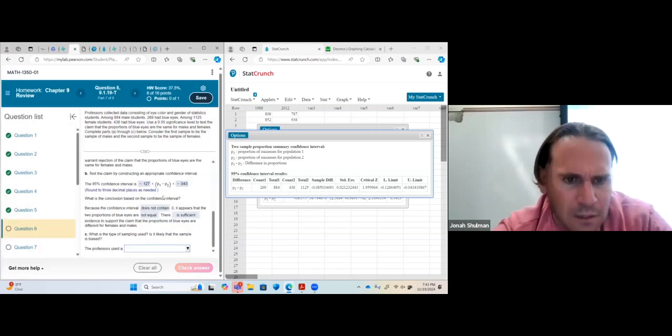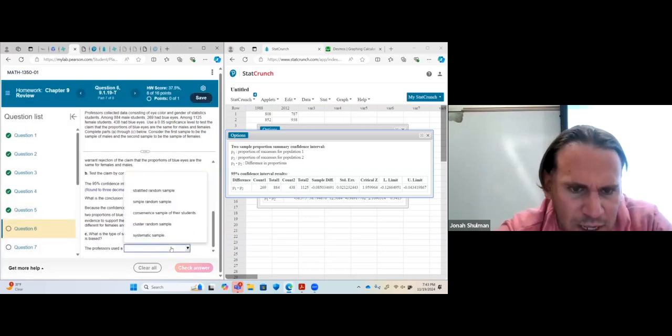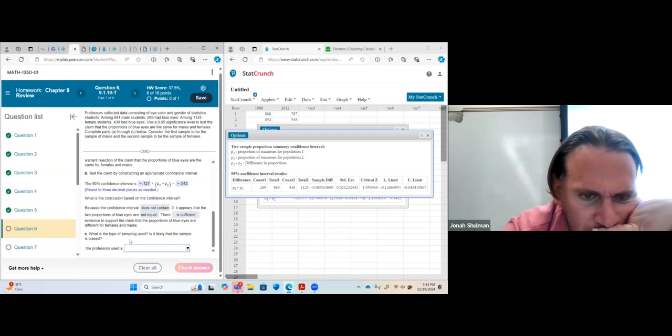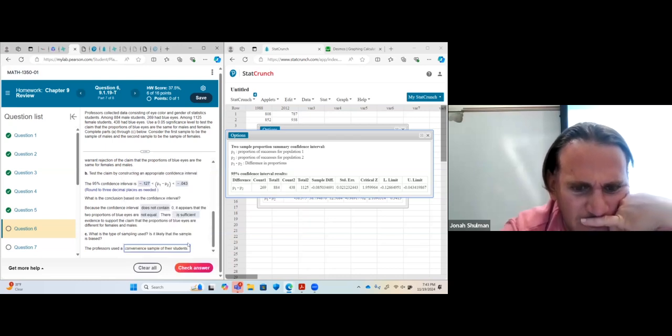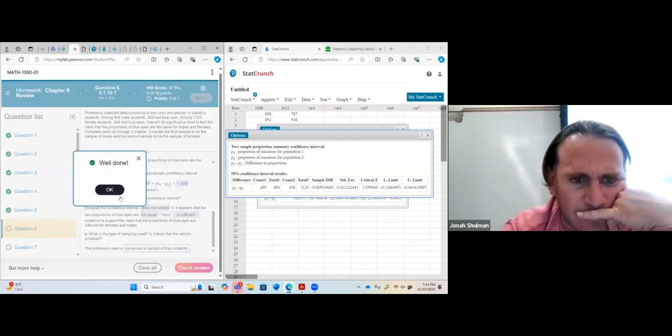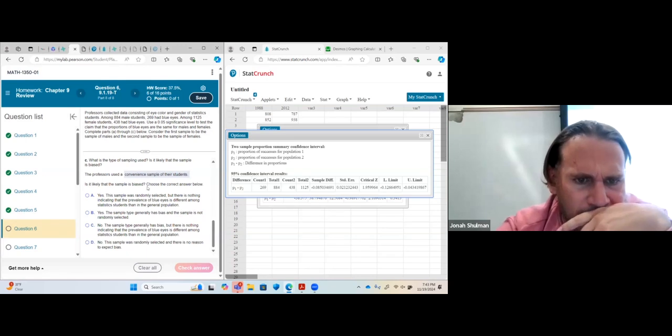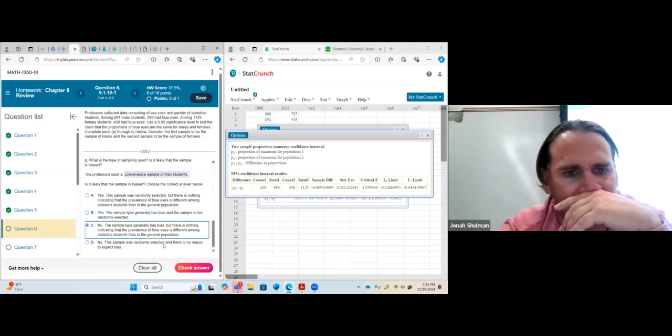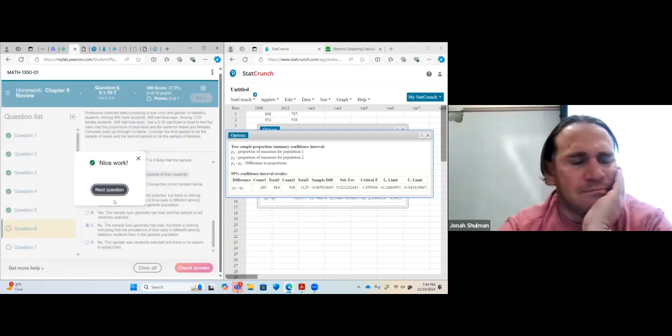Cool. All right, the professor used what type of sampling? Seems like they're using a convenience sample of their students. Cool. All right, is it likely to be biased? No, the sample type, but there's nothing indicating the prevalence. Yeah, I'm going C. C sounds right to me. Cool.